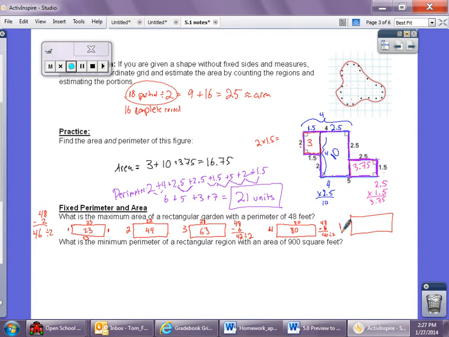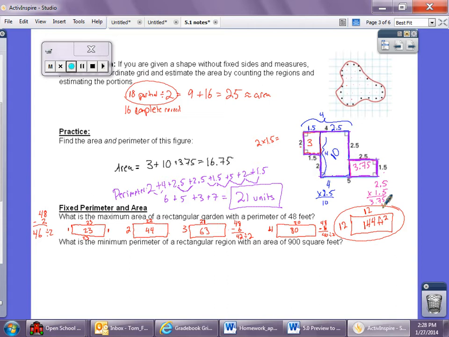Well, what two numbers are going to get as close as possible? You can get to 12 by 12, because 12 plus 12 plus 12 plus 12 gives us 48. 12 times 12 is 144 feet squared. So the maximum area that our rectangular garden can be is 144 feet squared, because if we start with 1, the area is always going to be getting larger as one side is increasing and the other one's decreasing.